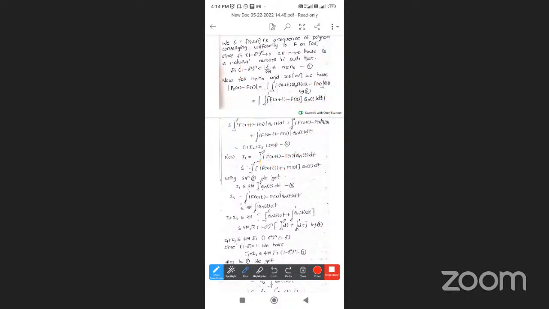So this is less than or equal to the integral from minus 1 to minus delta of mod of f of x plus t minus f of x, times Qn of t dt, plus the integral from minus delta to delta of mod of f of x plus t minus f of x, times Qn of t dt, plus the integral from delta to 1.